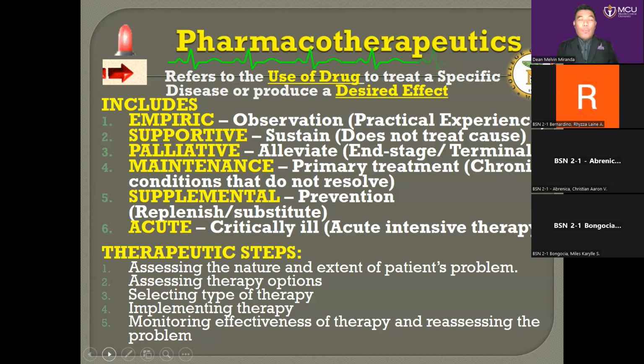Ibig sabihin, if above 160 yung systolic, above 100 yung diastolic, that is the time that the patient may take the drug. So ibig sabihin, below than that is still controlled. Okay? So dun tayo sa maintenance. Pero pag it may increase 160 over 100, that's the time that it may need to have supportive drugs.